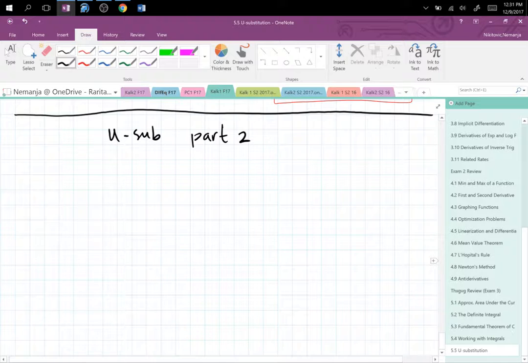Hello and welcome back to part 2 of 5.5 U-substitution. We're going to talk about back substitution. This is a very short presentation here. And then we're going to transition into the definite integrals, because we also have to learn, in addition to U-sub, how to transform the limits, and I'll talk about that.